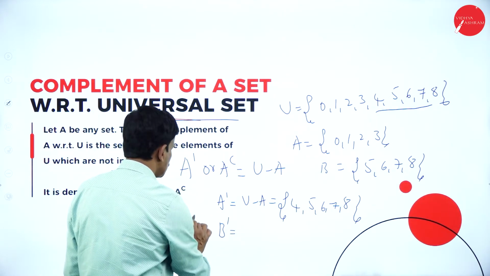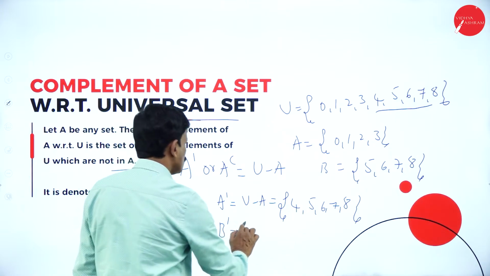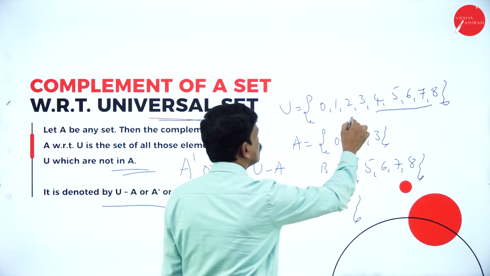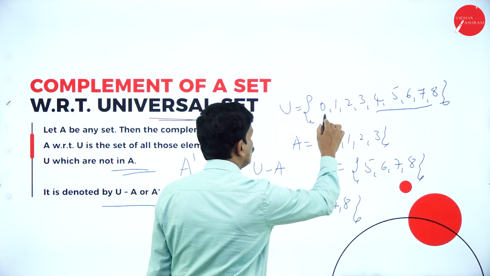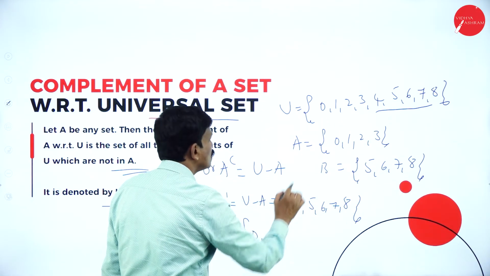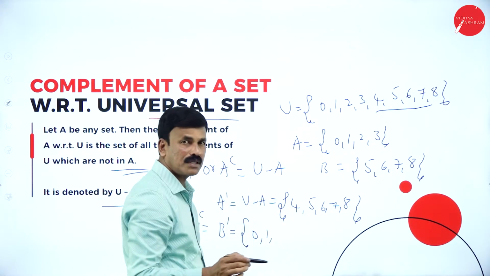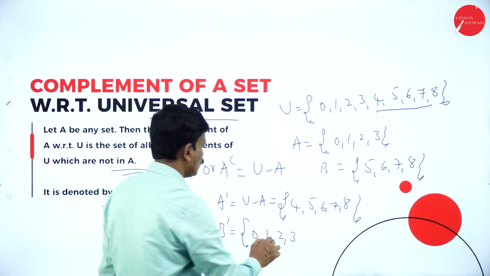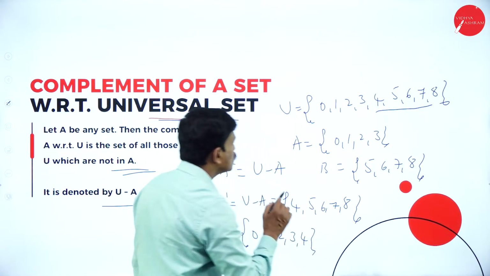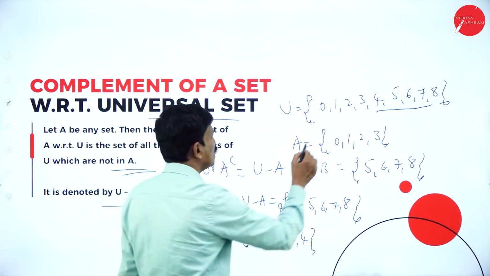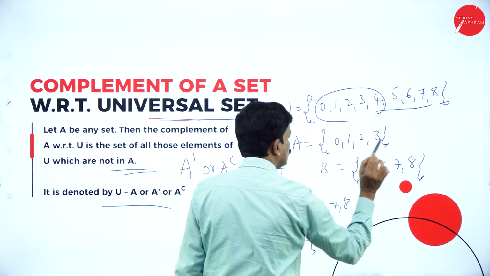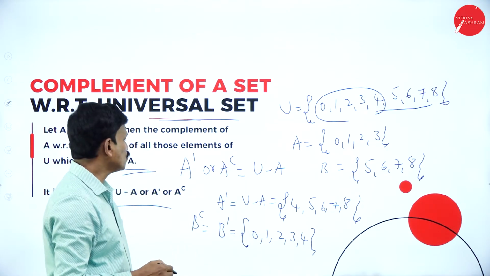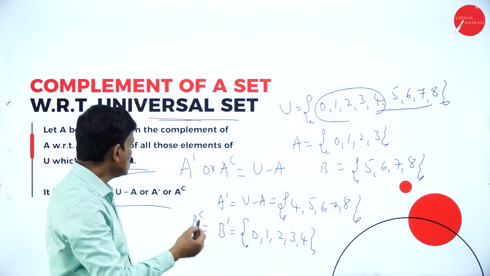B dash or B^C, B complement, is nothing but U minus B. What is U minus B? Elements which are in U but not in B. So here we have 0 not in B, again 1 which is in set U but not in B, 2 and 3 also not in B, and 4. So 0, 1, 2, 3, 4 are in U but not in B. Therefore the complement of B, B dash, is equal to {0, 1, 2, 3, 4}. Okay, this is the complement.